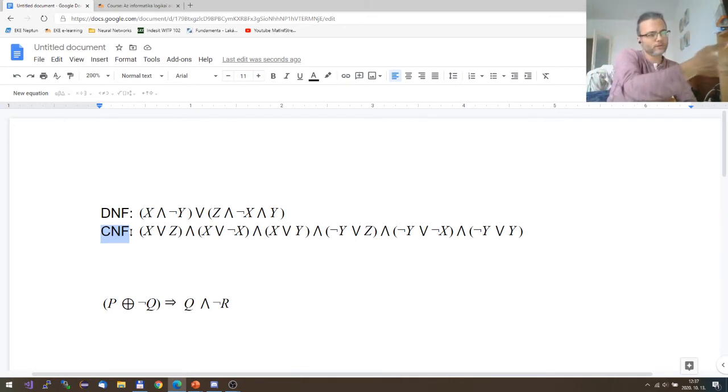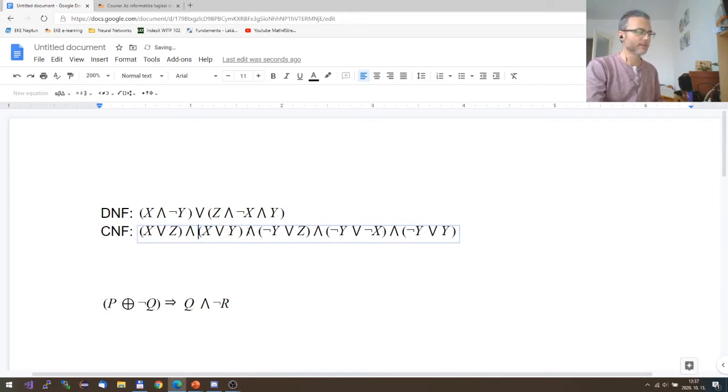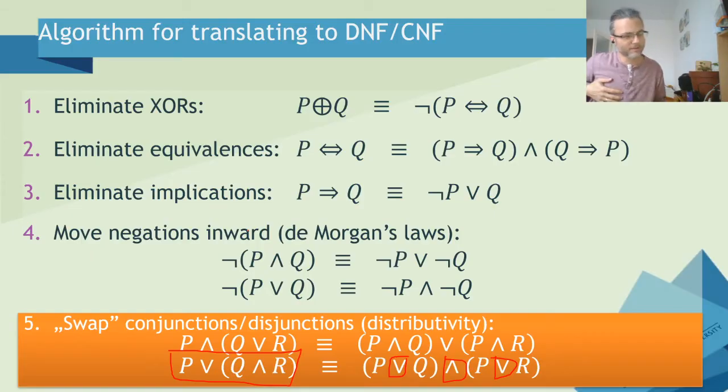Of course, you could simplify this formula further. For example, X or not X is equal to 1. Yes, this equals 1, exactly. And then you can simplify this out. And similarly, you can simplify this last clause out. So I think this will be the simplest CNF at the end. Okay. Is there any other question regarding this step? I mean the 5th step here.